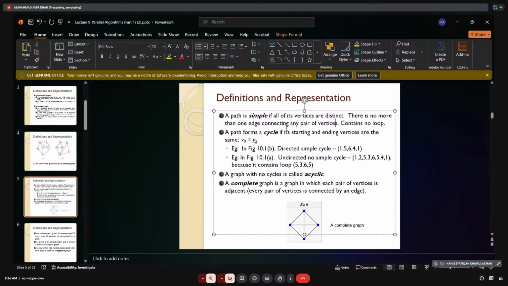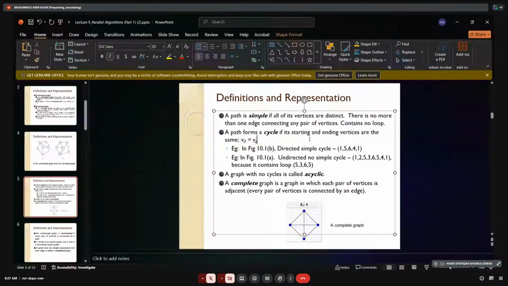I will show you the video. You will see how loops occur. Loop means, like from A to B, there is more than one path. If you have more than one path, we call it a loop. Apart from that, a cycle: if its starting and ending vertex are the same, we call it a cycle.